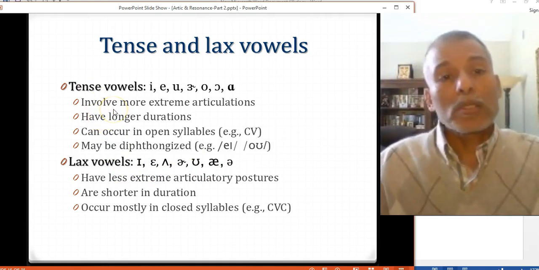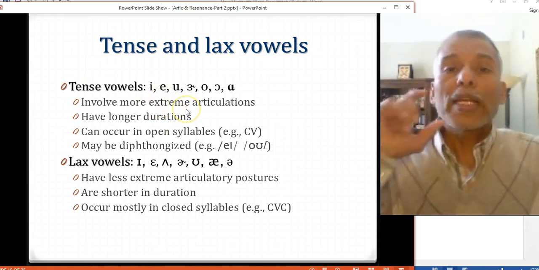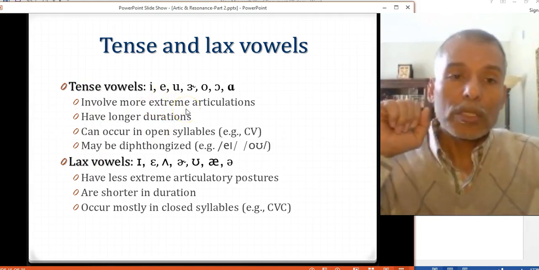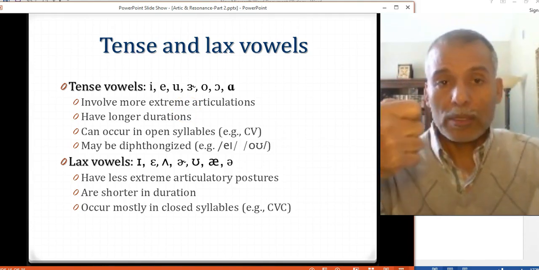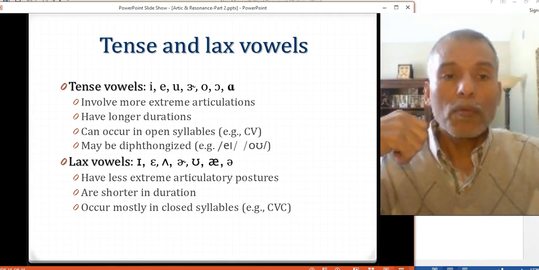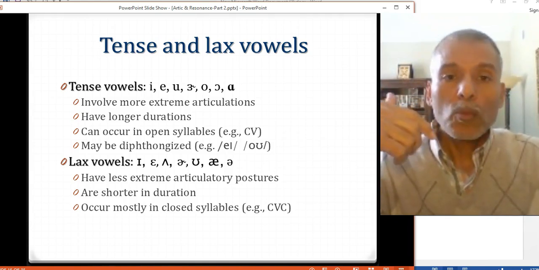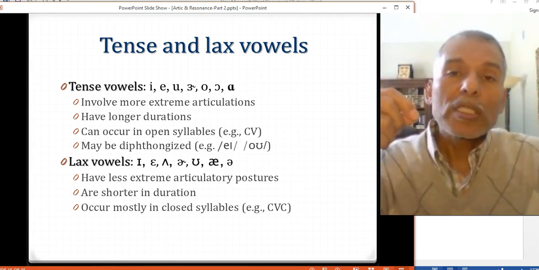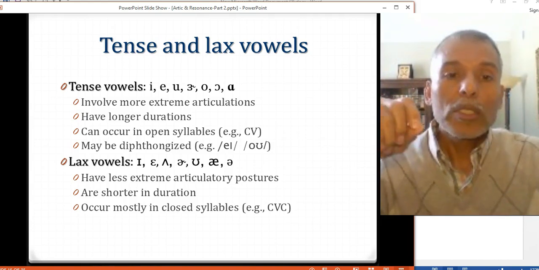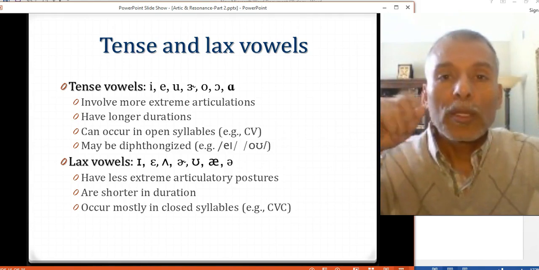So the tense vowels, how different are they from the lax ones? They involve more extreme articulation positions. They have a longer duration because that means that the muscles are working for a longer time. They occur in open syllables. What is an open syllable? It is a syllable that doesn't have a consonant at the end. Like when you say clue, ooh, clue. There's no consonant at the end of this syllable.